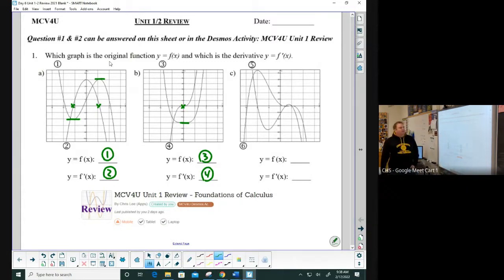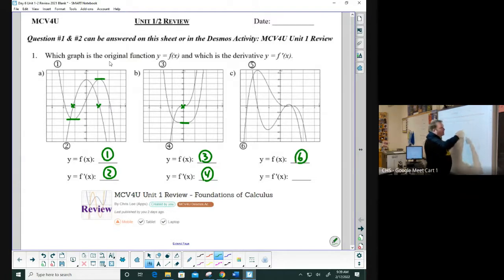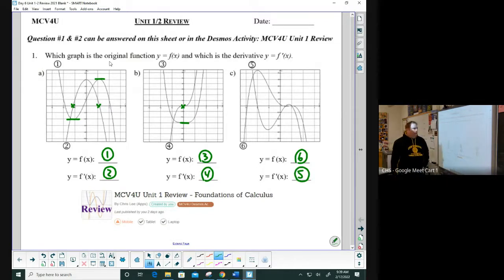And then this one is a little bit harder to see because I'm not entirely sure what this shape is. I think it's an x to the power 4 and an x to the power 3. So my gut is the original is 6, because that looks like maybe an x to the power 4.